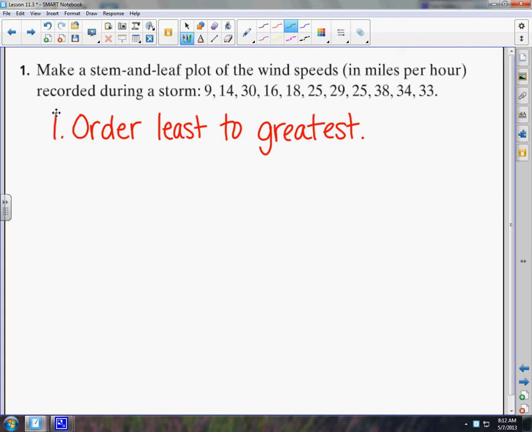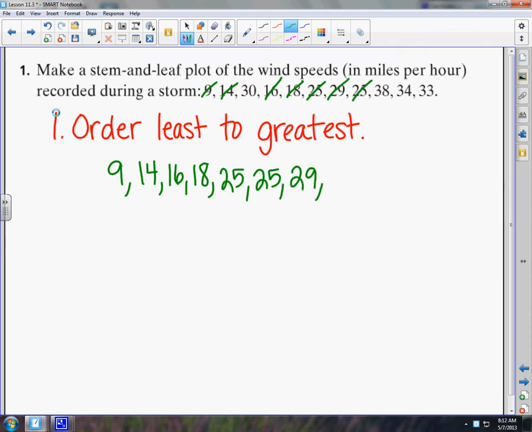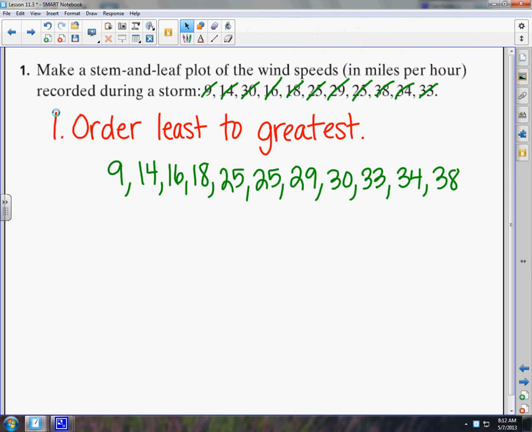So, first I have a 9. I'm going to cross it off. My next number is 14, and then 16, and then 18, and then I have a 25, another 25, a 29, a 30, 33, 34, and 38. So I have my numbers in order from least to greatest.